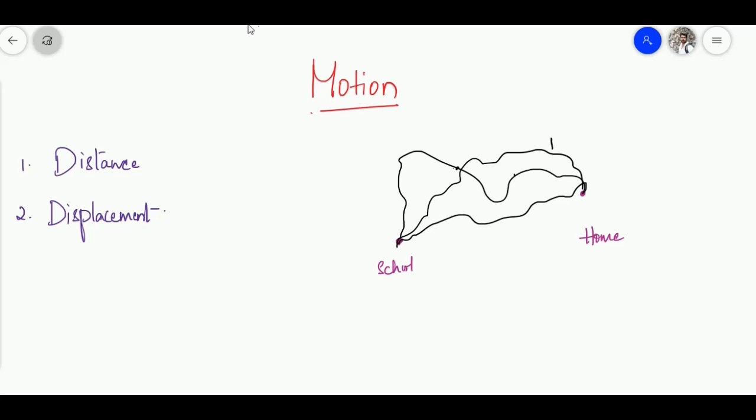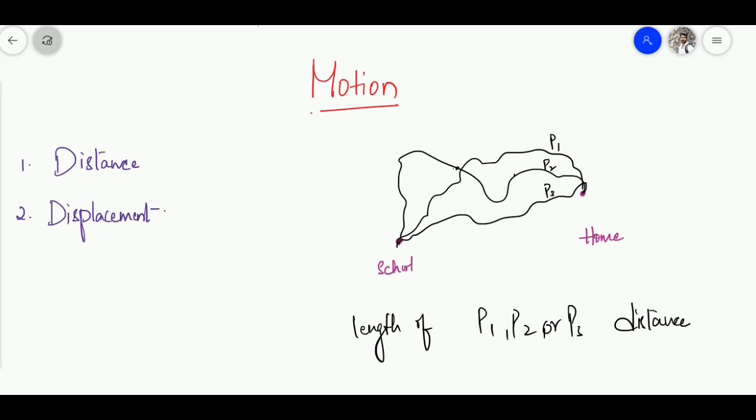So let's name them as path 1, path 2 and path 3. Any length of these paths is called distance. The lengths of paths P1, P2 or P3 are called distance. Now what about the displacement?